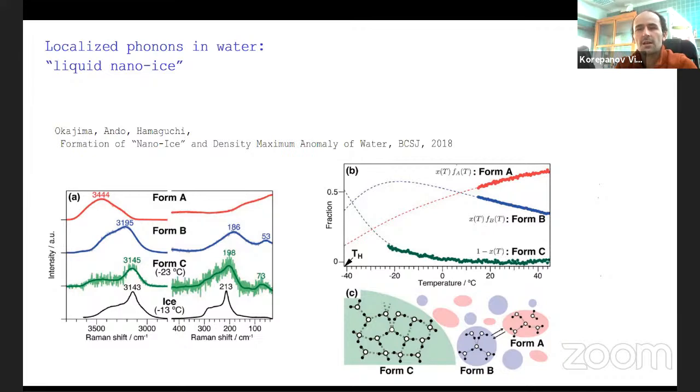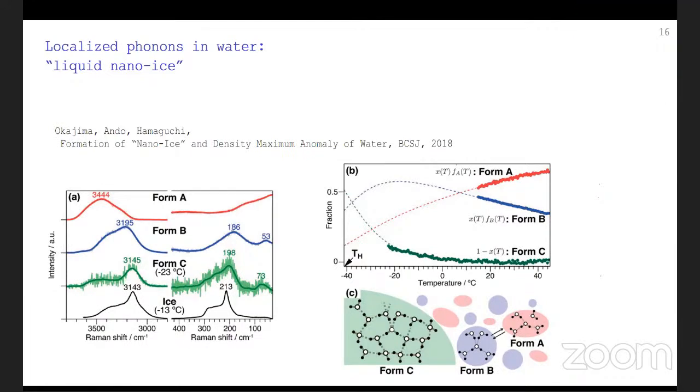So there are several hundred Raman spectra obtained at different temperatures, which were decomposed into the independent components which are observed at different temperatures. So in figure B, you can see the temperature dependence of the components which are in A. And it is actually very well known that ordinary room temperature water is a combination of two structural components. One of them is more ordered, the other is less ordered.